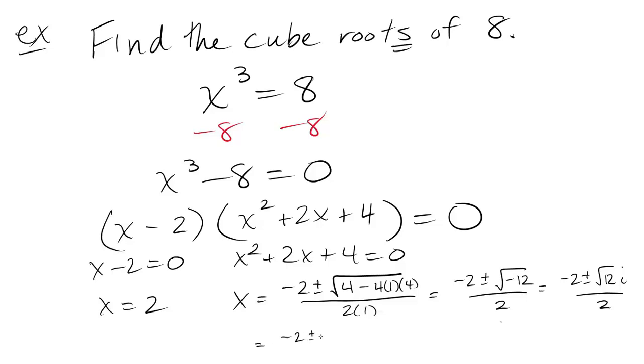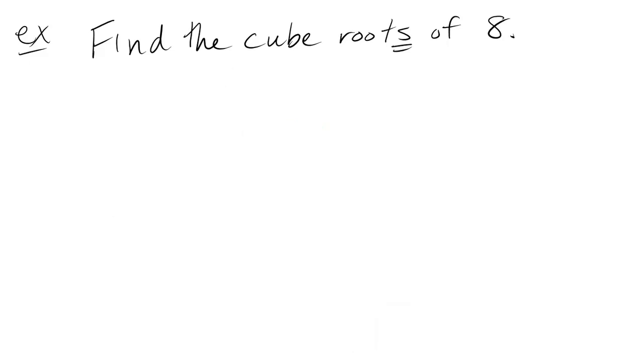So the square root of 12 can be rewritten as the square root of 4 times the square root of 3. And the reason I would do that is that the square root of 4 is 2. And now I can cancel all of these 2's. So negative 2 divided by 2 is negative 1. And these 2's cancel as well. And we get negative 1 plus or minus the square root of 3 times i. So let's write this cleaner on another slide.